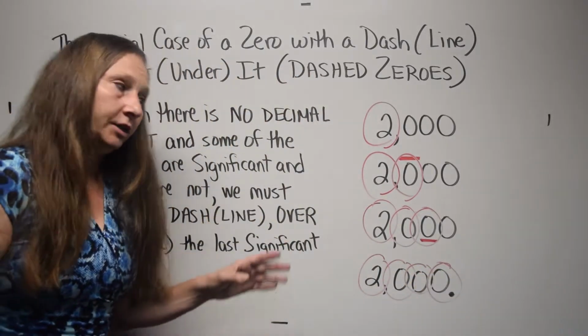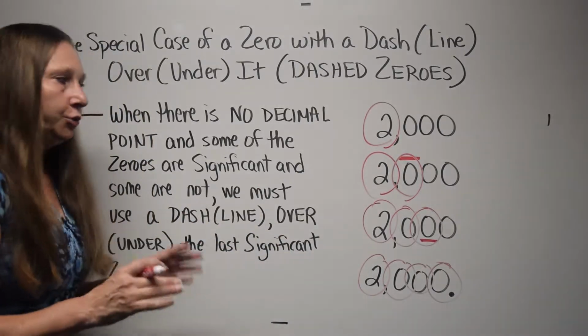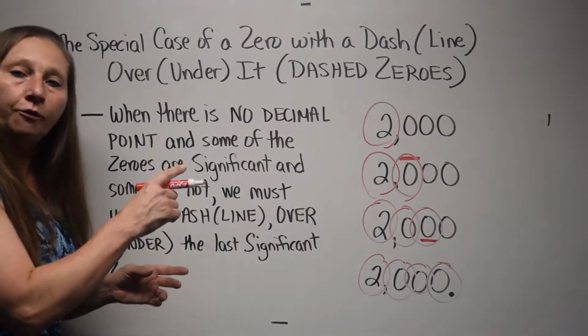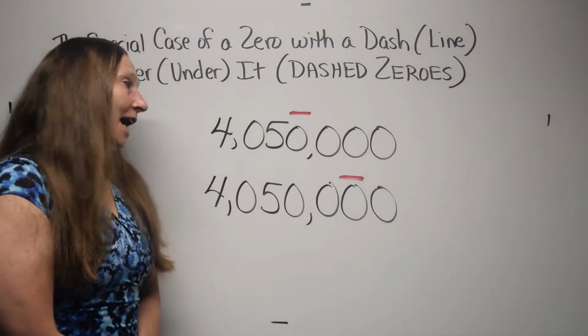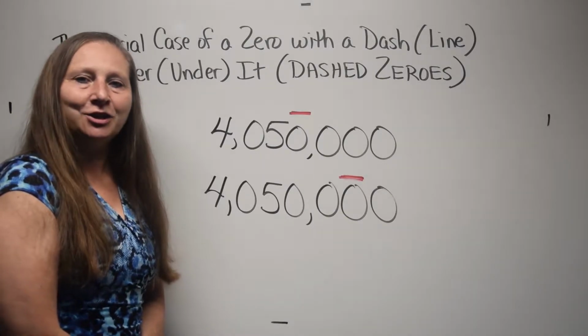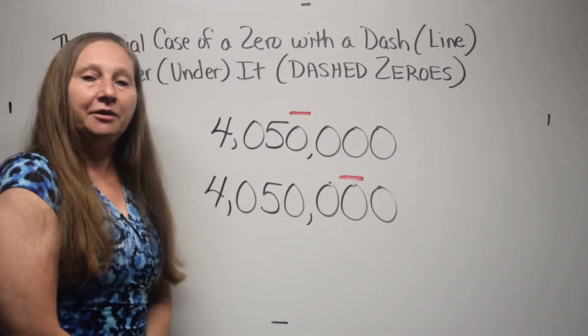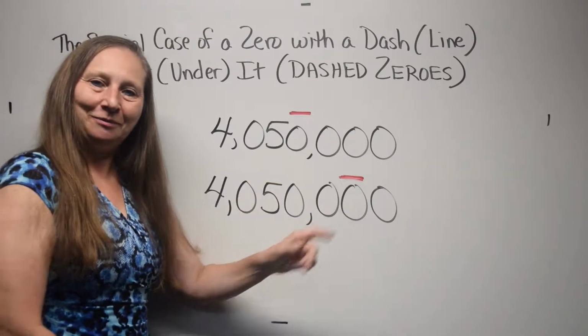Now, I will be going into these rules in much more detail. Right now, I just want you to notice that sometimes there is a zero with a dash over it or under it. You should consider a dashed zero to be the same as a non-zero. Follow all of the rules for non-zeros if you see a dashed zero, like this one or this one.